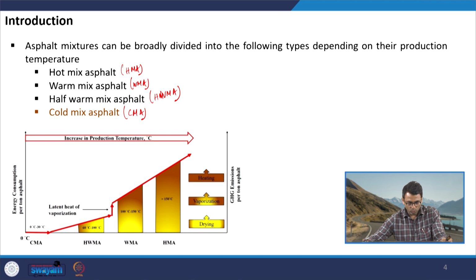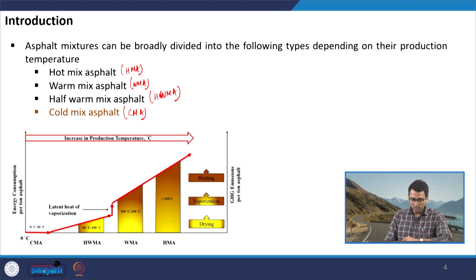This image shows the variation of production temperature corresponding to different asphalt mixture technologies. If you talk about the ranges of temperature, several literatures have given almost similar ranges, but there can be a difference of approximately 5 to 10 degrees Celsius if we compare the values from different literatures, but on average this is the range which you see in this image.